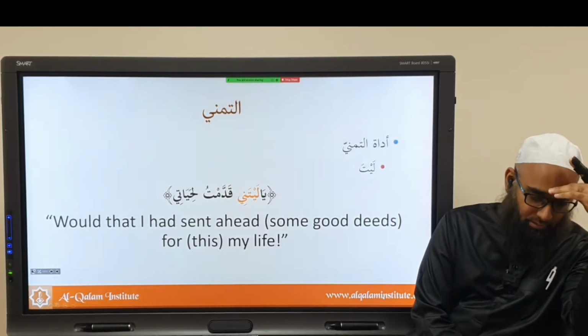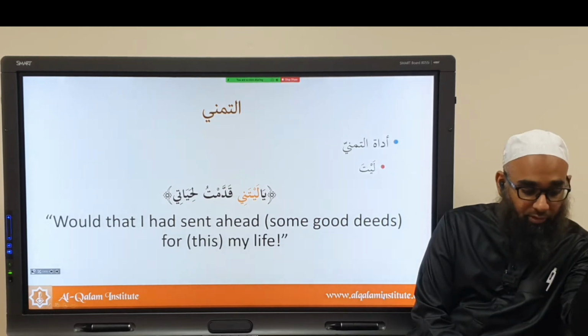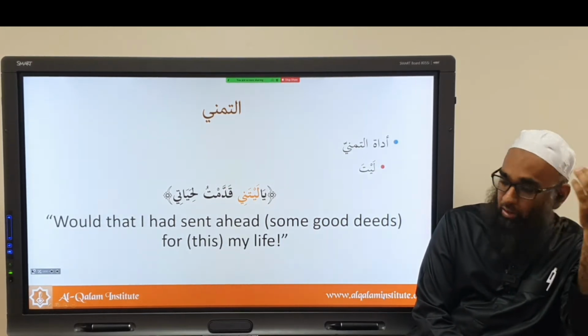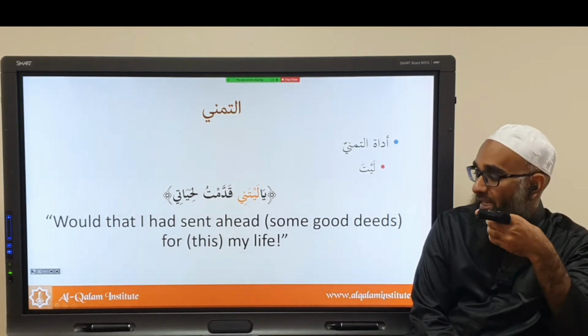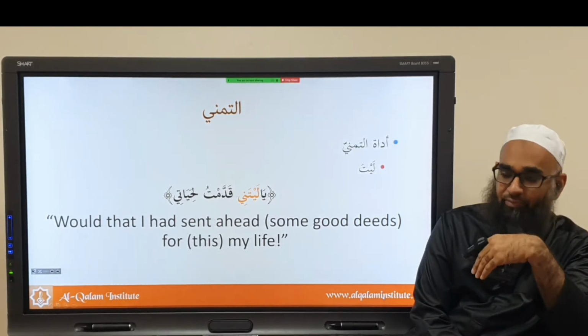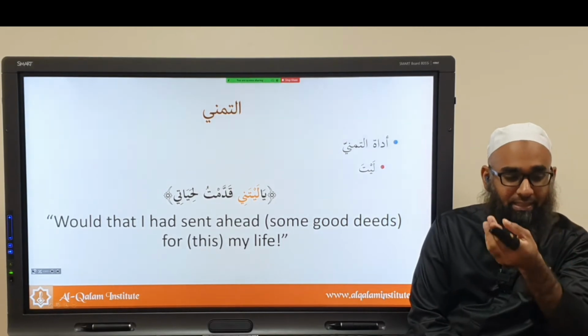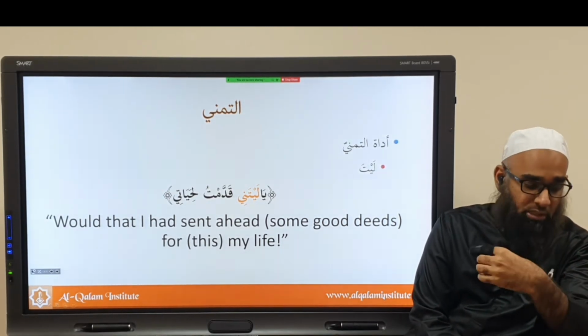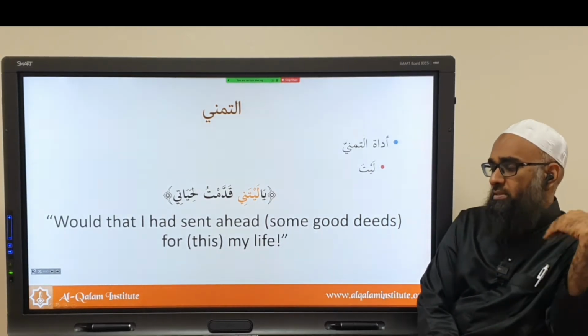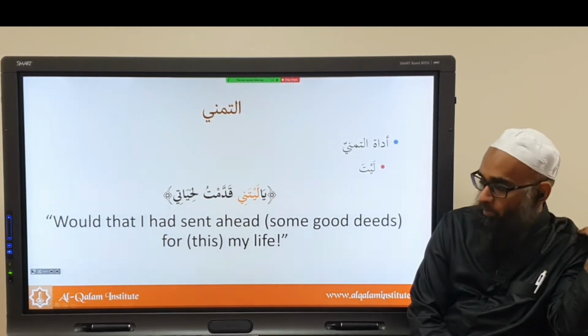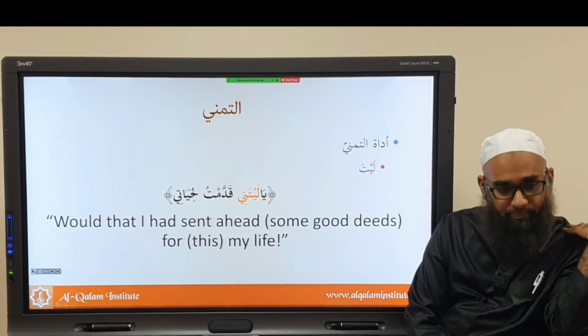When a disbeliever will pass away and have regret regarding what he did in the dunya, he will say, Ya laytani qaddamtu li hayati. I wish I had sent forth some good deeds for this life. Again, you can't change it. So layta is a request or a desire or a wish for something that is no longer achievable. Everyone following? Simple? Anybody have any questions?